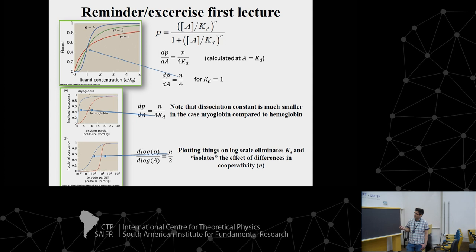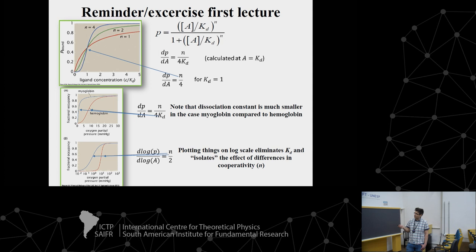But then the question is why it looks different on the log scale, right? On the log scale, you do see this switch-like behavior for hemoglobin. It rapidly makes the transition from off to on state. And here it is on the log scale, so you are taking the derivative of d log p with respect to d log a. And then it's also easy to show that KD drops out, and you have just n here.